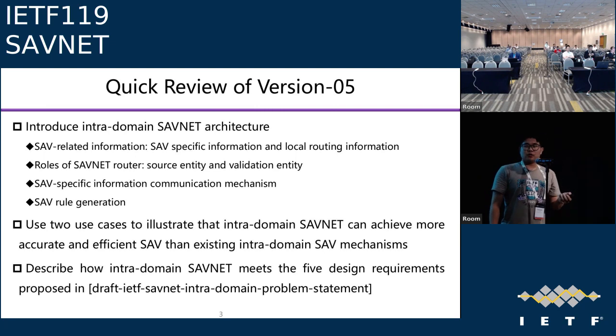Let's have a quick review of version 05, which was presented in the last IETF. In version 05, we introduced the intra-domain SAVNET architecture. Specifically, when we introduce SAV-related information, including SAV-specific information and local route information, we describe the content in SAV-specific information and explain why SAV-specific information can generate more accurate SAV rules than local route information.